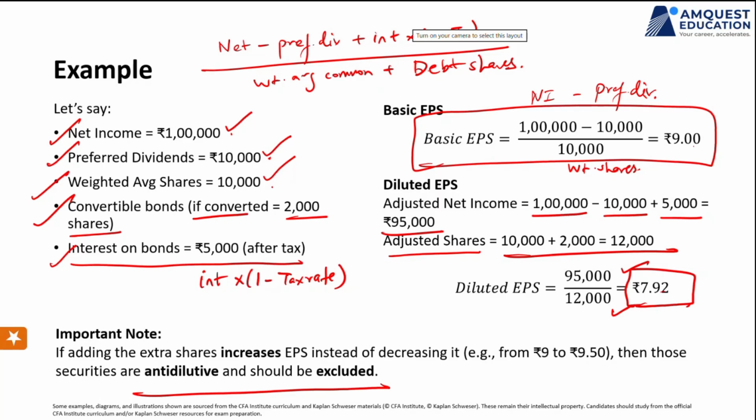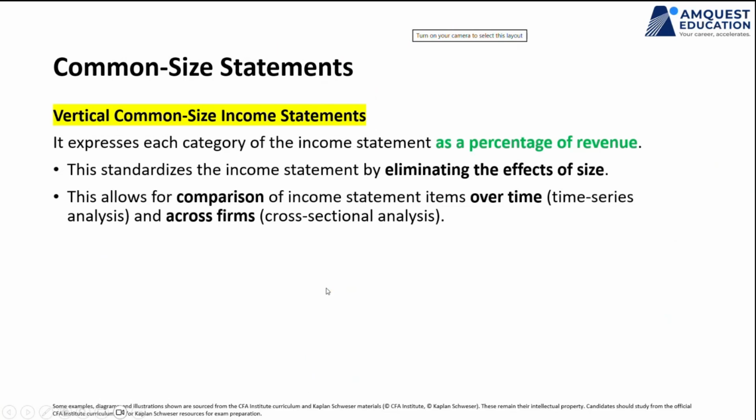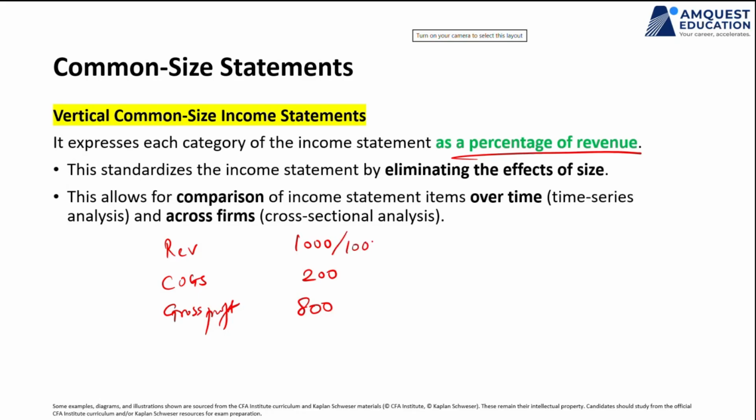Next is the vertical common size income statement. Now, what is a vertical common size income statement? Divide everything by revenue, as a percentage of revenue. So if I have an income statement where I have revenue, cost of goods sold, gross profit, let's say 1000 revenue, 200 cost of goods sold, 800 gross profit, then the common size income statement means divide everything by revenue.